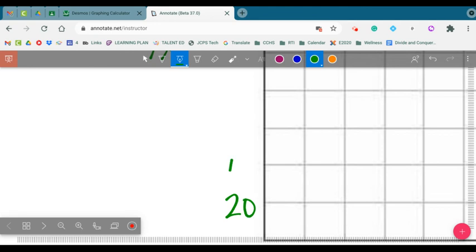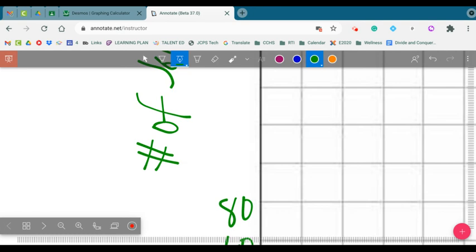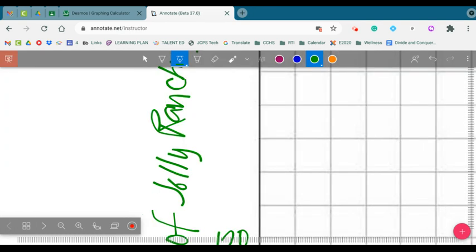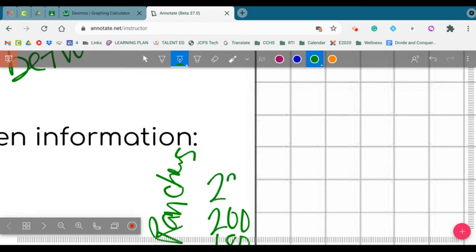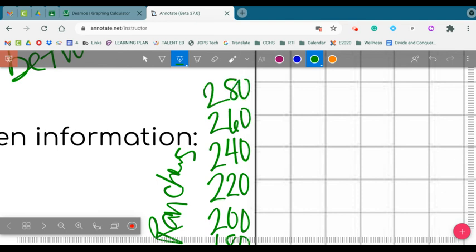So 20, 40, 60, 80, 100, 120, 140, 160, 180, 200, 220, 240, 260, 280. We're going to stop right there.